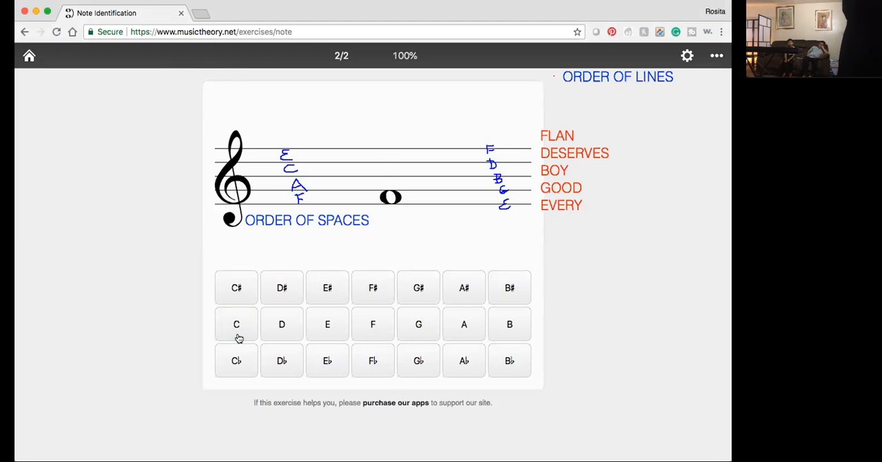¿Esa nota está encima de una línea o un espacio? Espacio. Now, ¿cuál número es? Viene segunda, tercera, cuatro. Uno. So vamos a usar la frase every good boy deserves flan or order of spaces. All right. You want to take a guess on what note that might be? Yes.